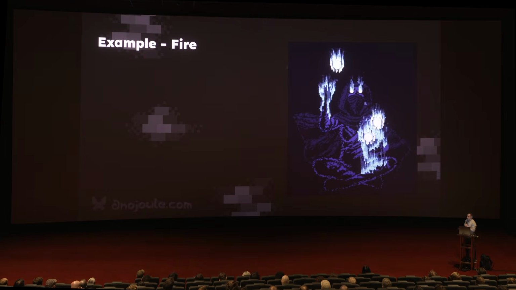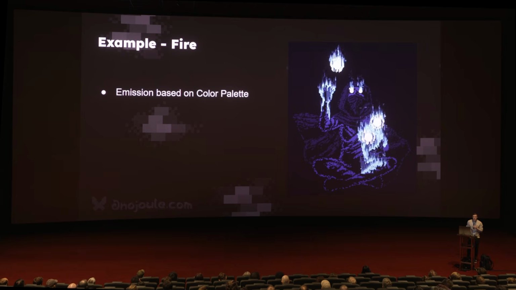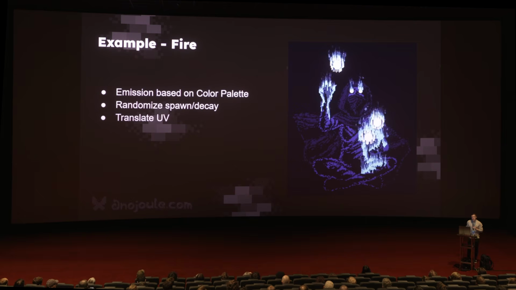So now an example of my own, this fire effect. We can use a color palette to choose in different IDs that are emitting this effect. That's also the pro of the limited color palette, so you can work with it pretty nicely. And we randomize the spawn and decay of these fire effects, combined with some translation of the UV, so every iteration the previous texture gets moved up a little bit, and then it looks like this dissipating fire.